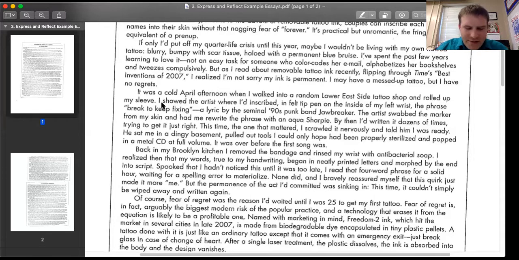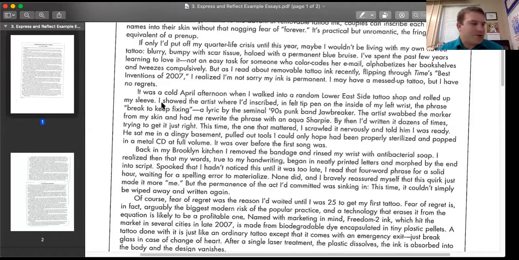It was a cold April afternoon when I walked into a random Lower East Side tattoo shop and rolled up my sleeve. I showed the artist where I had inscribed in felt tip pen on the inside of my left wrist the phrase, "break to keep fixing," a lyric by the seminal 90s punk band Jawbreaker. The artist swabbed the marker from my skin and had me rewrite the phrase with an aqua Sharpie. By then, I'd written it a dozen times trying to get it just right. This time was the one that mattered. I scrawled it nervously and told him I was ready. He sat me down in a dingy basement, pulled out the tools I could only hope had been properly sterilized, and popped in a metal CD at full volume. It was all over before the first song was.